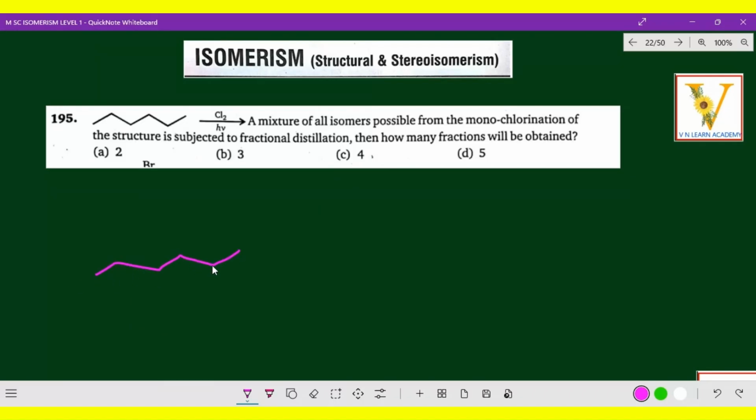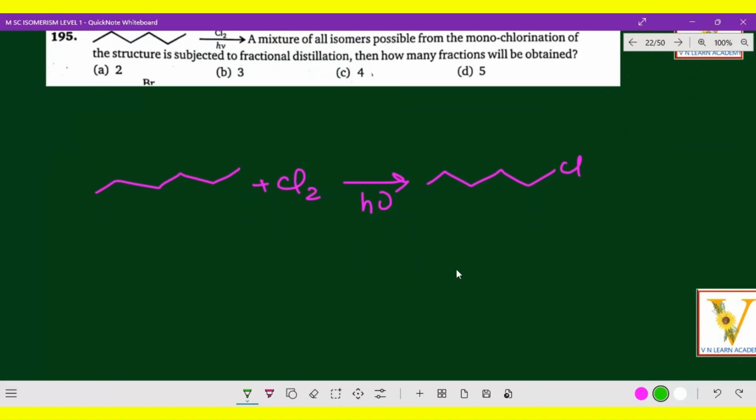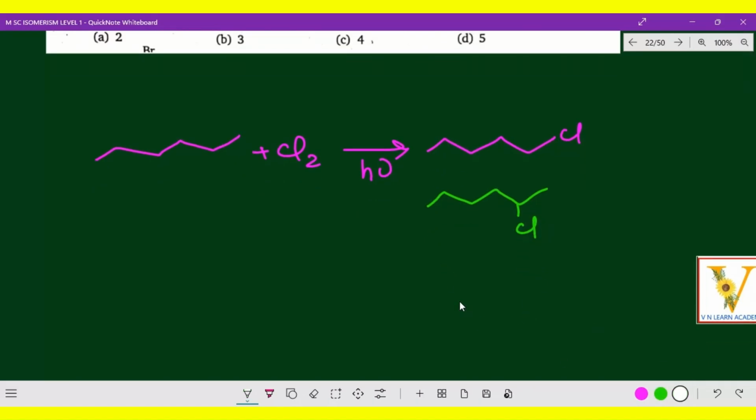1, 2, 3, 4, 5, 6 combined with Cl2 in the presence of light, sunlight, that is H nu. You will get the first monochlorination product. If we put Cl like this, even if I put Cl there, it is the same; there is not much difference. The second isomer, because they mentioned monochlorination, you will get another isomer here, at the second point. And the third one, you will get another compound with Cl on this side.